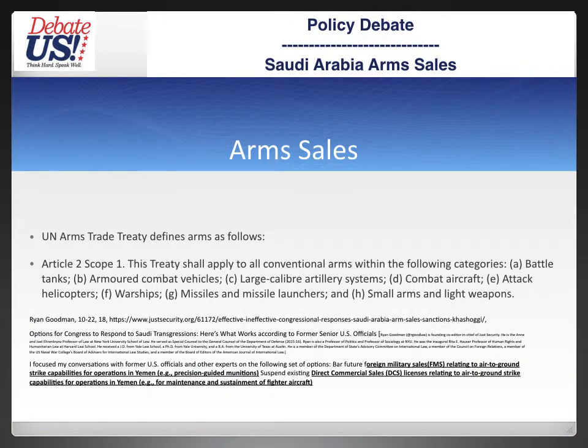Now, we've already had a discussion about what arms sales are, and of course, it's very simple to understand arms sales to be things like tanks, armored combat vehicles, large scale artillery systems, combat aircraft, attack helicopters, etc. But it's important to remember that these also include the parts and maintenance for those arms sales. And there's a second piece of evidence there.